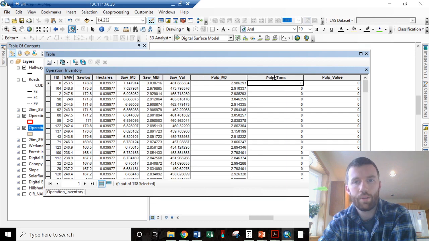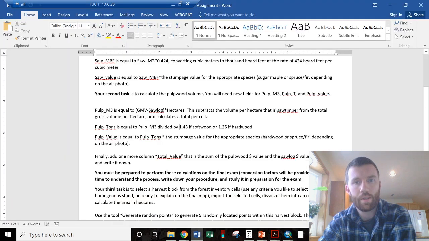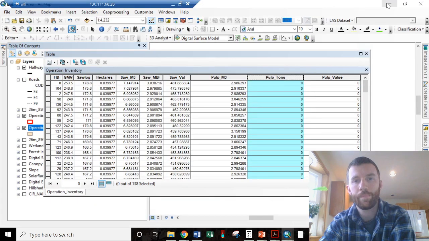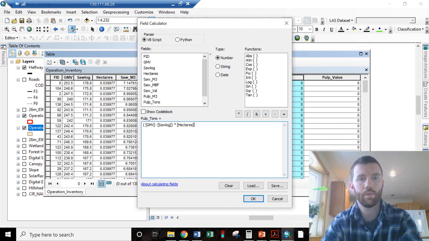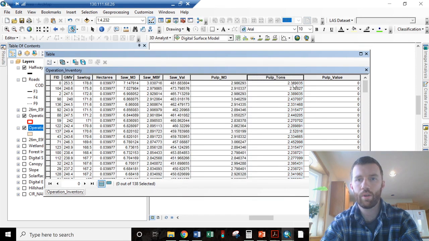And then we need to convert to tons, and our conversion factor is here. And let's see. So pulp tons equals pulp cubic meters divided by 1.43 if softwood or 1.25 if hardwood. We're in hardwood, so we're going to divide by 1.25. So field calculator, delete the old equation here, and we have pulp cubic meters divided by 1.25. And I'm just typing in that 1.25 there. Okay. So we have 2.389035 tons.